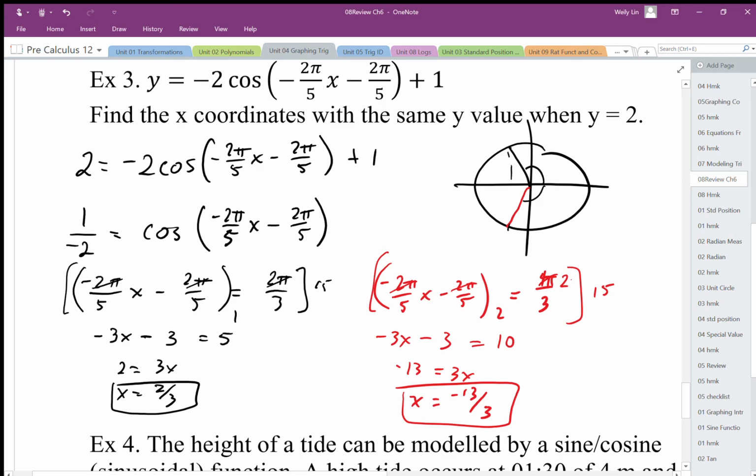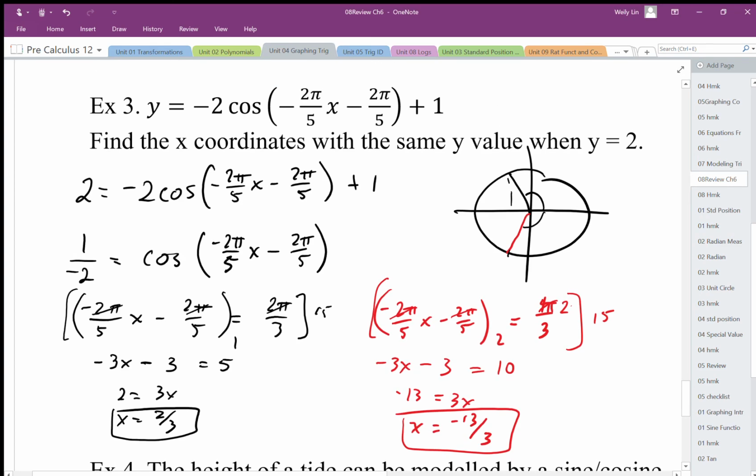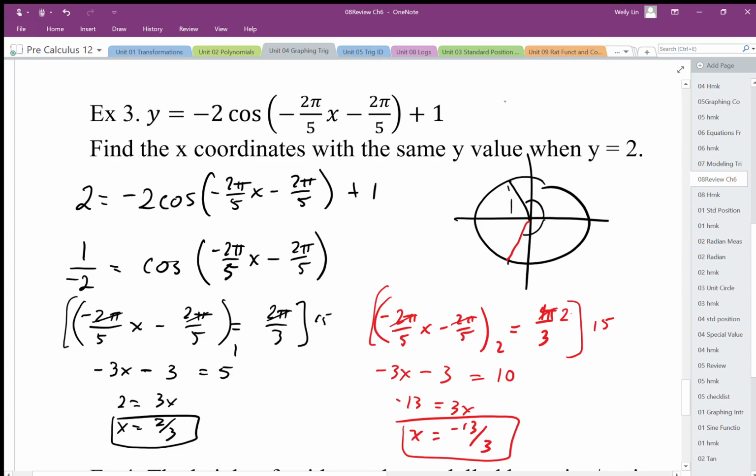I need to get, I'll use a period. So my period is going to be 2 pi over 2 pi over 5, that's equal to 5. Okay, so then if I want my repetitions, I would do plus n times 5 to get all the repetitions.